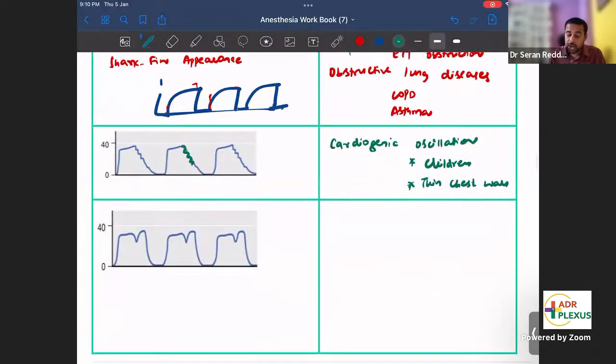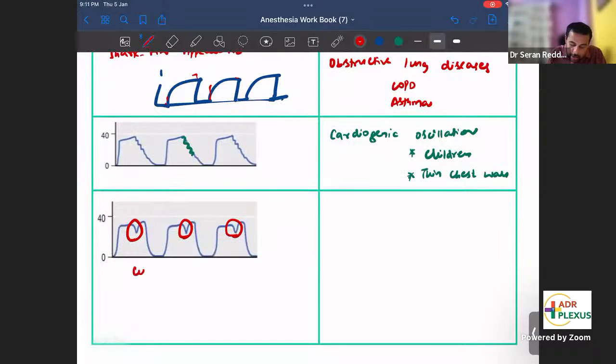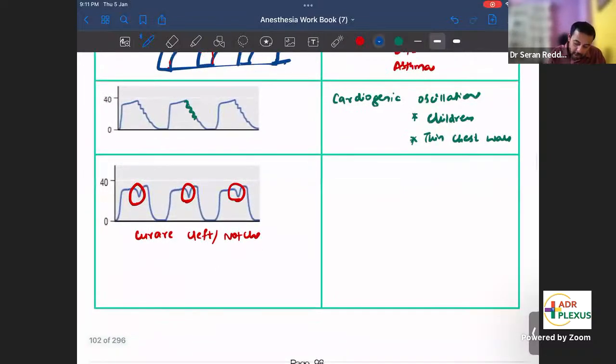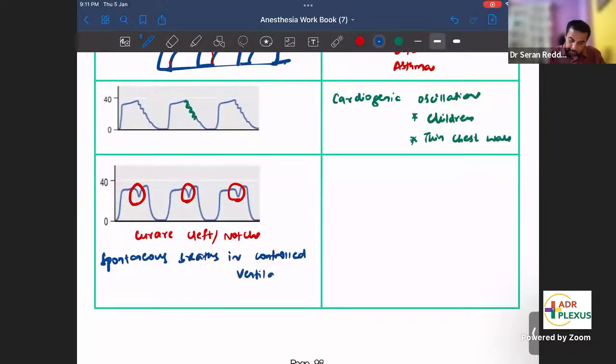Then again, this is a very important capnographic waveform where you see a dip. This is a controlled ventilation, which is why you have an inverted square-shaped waveform, and you see the dip here. This is called a curare cleft or curare notch. This indicates a spontaneous breath in a controlled ventilation. That means in controlled ventilation you had given muscle relaxant and you are controlling, and suddenly the patient starts breathing. So that is spontaneous breaths in controlled ventilation.